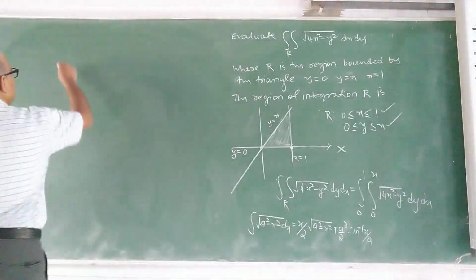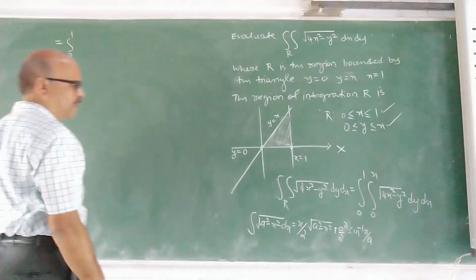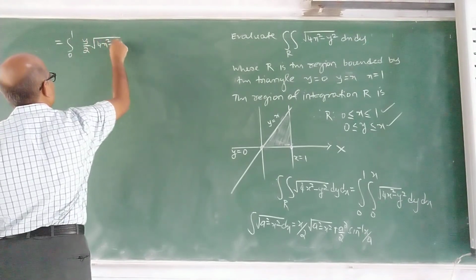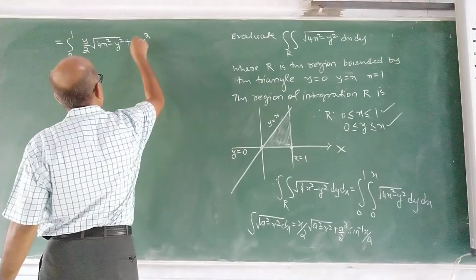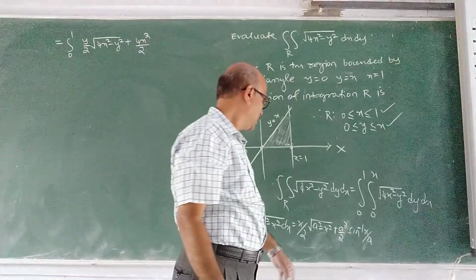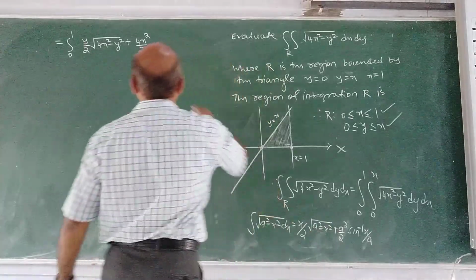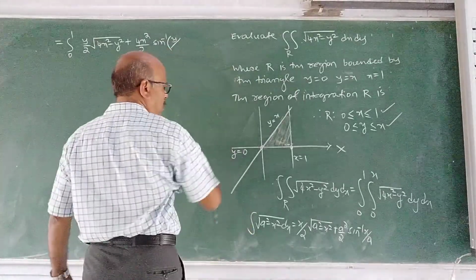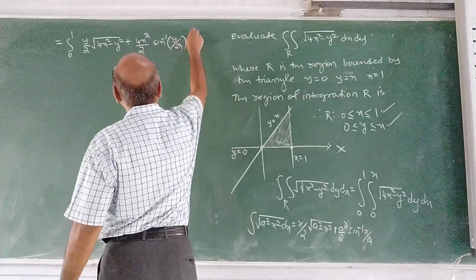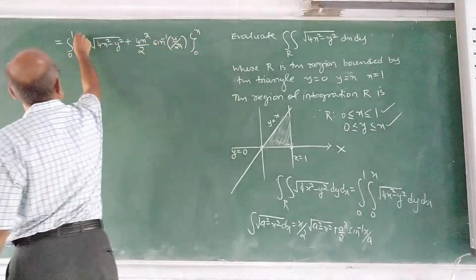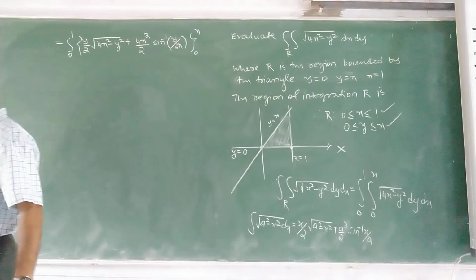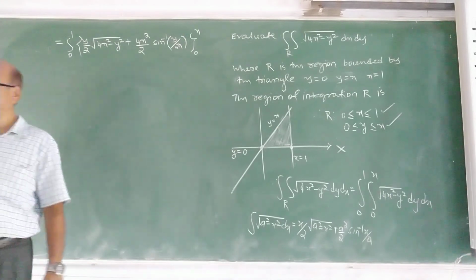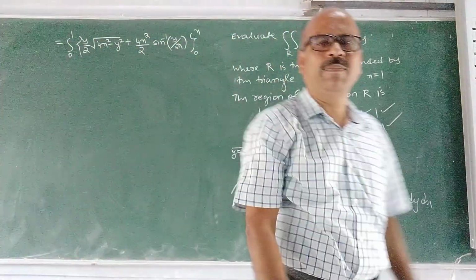How do you apply? 0 to 1. What is the formula? y by 2 square root of 4x square minus y square plus 4x square by 2 sin inverse y by 2x, from 0 to x. Am I correct here? Apply application of formula.